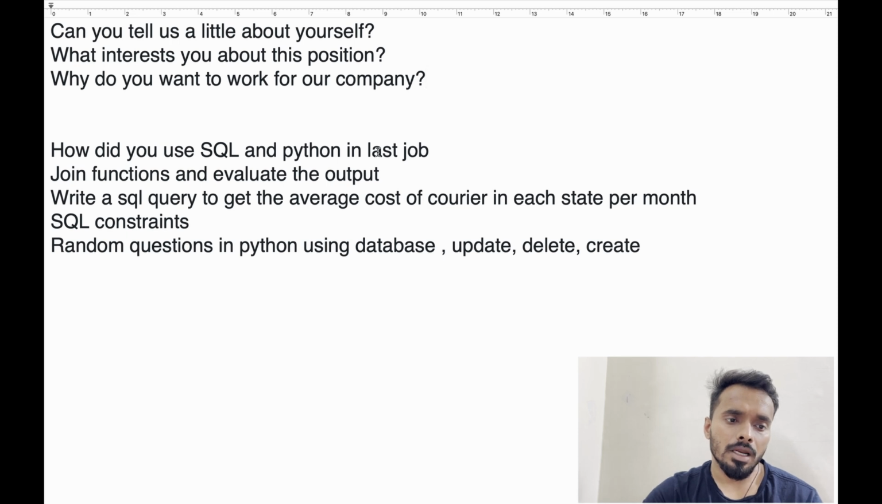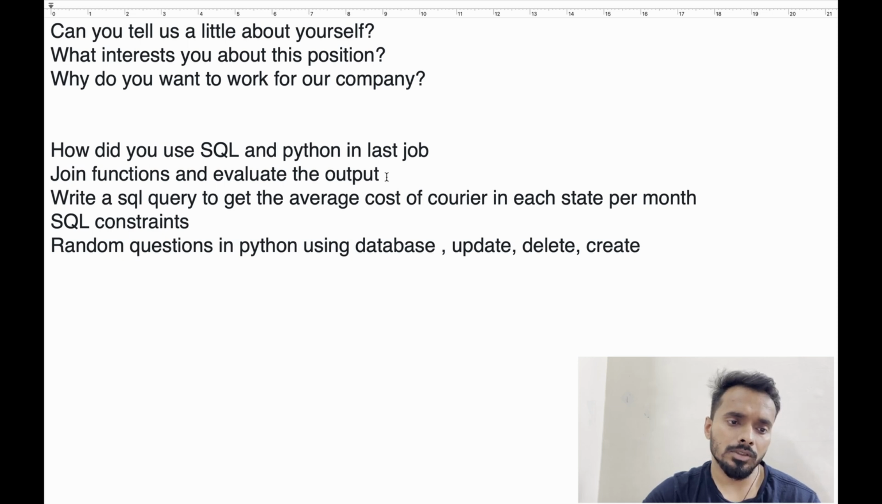The third question was, write a SQL query to get the average cost of courier in each state per month. This was a really specific question for the business analysis profile. He gave me a table that had the order date, courier date, the state and the cost of the courier service. They were basically trying to figure out the average cost spent on courier services per month for a product in each state. So this was a profile specific question.